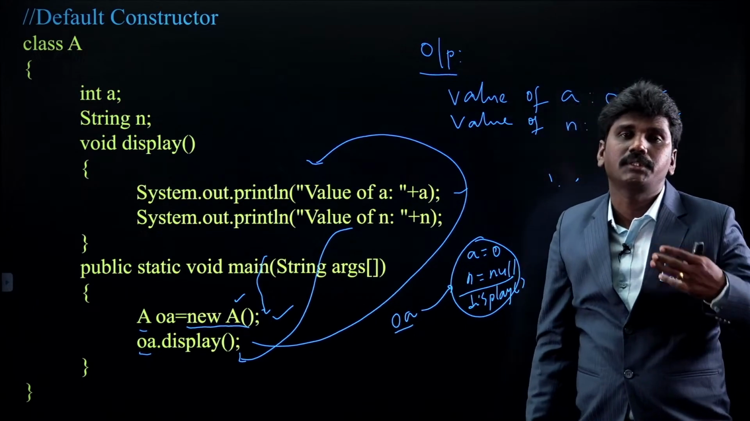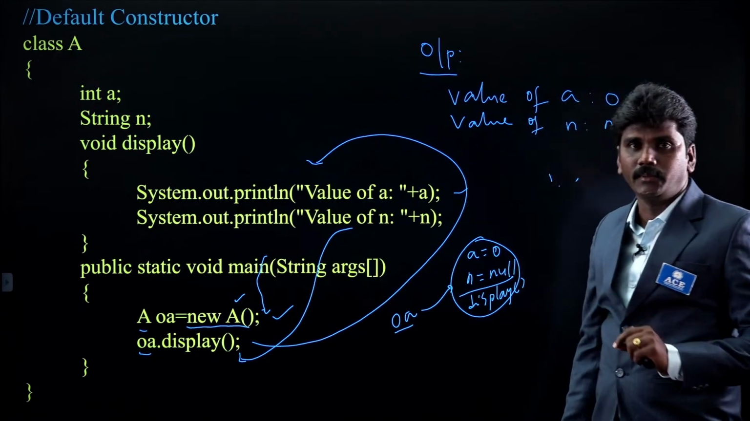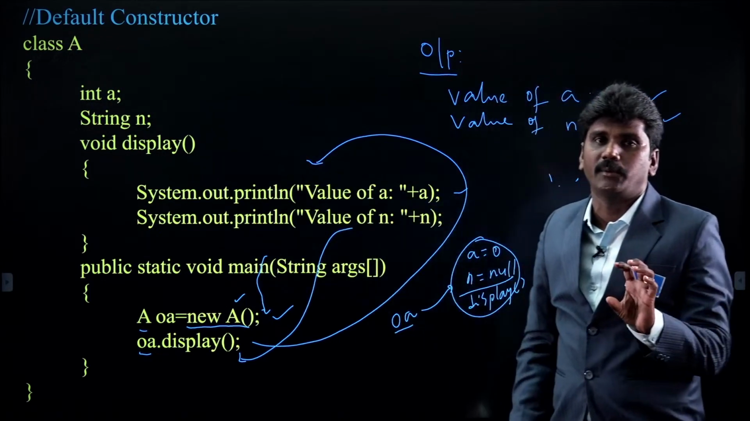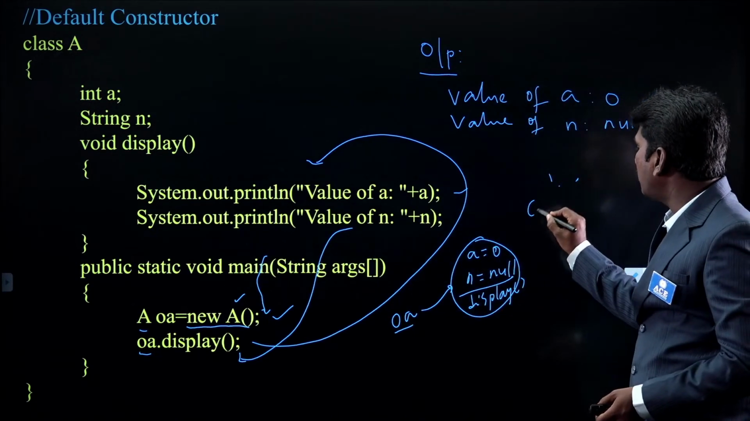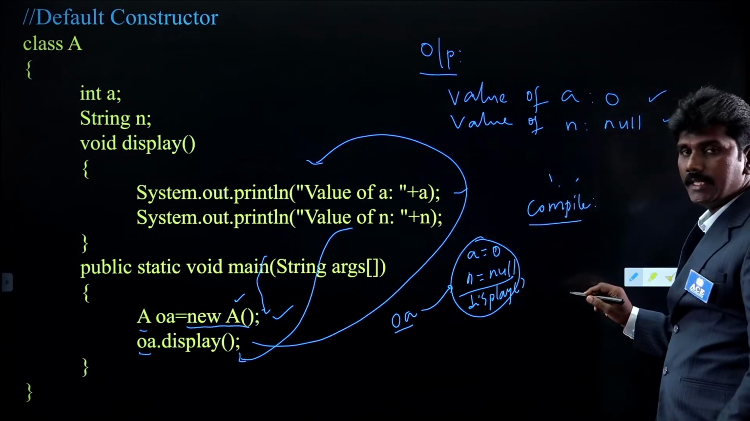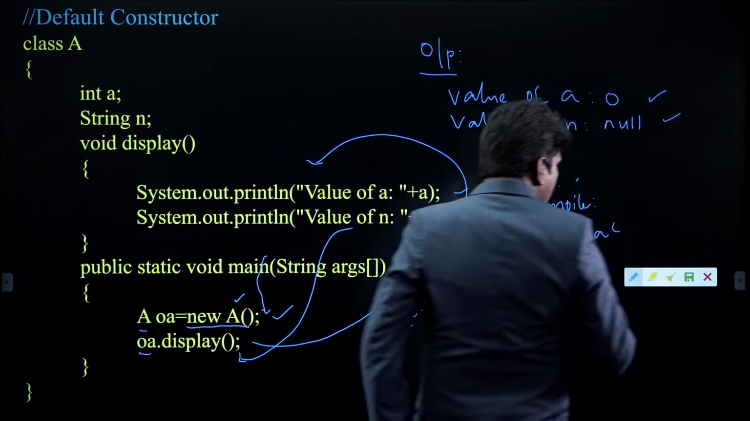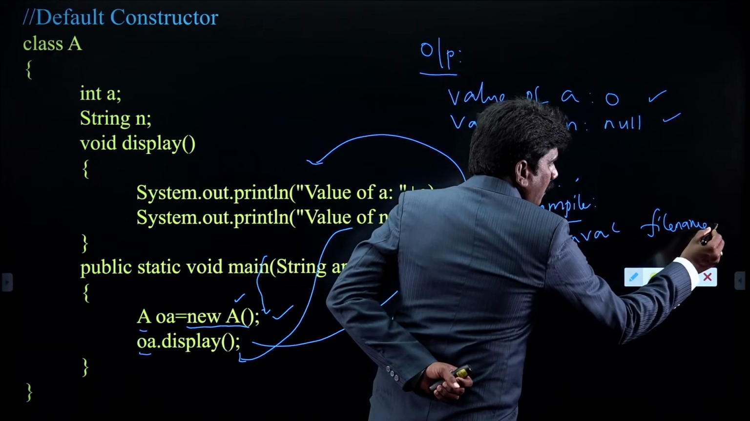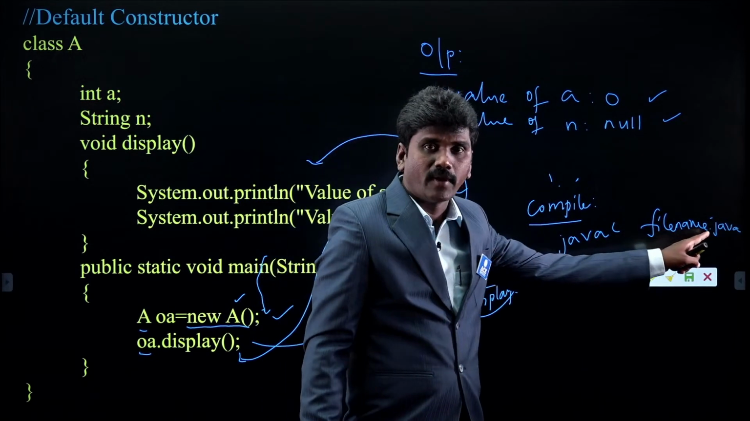How will the execution be done in Java? Let me introduce that also. Whatever program we have written, the first thing we have to do is compile the Java program. So how to compile the Java program? By using one command called javac space filename.java.